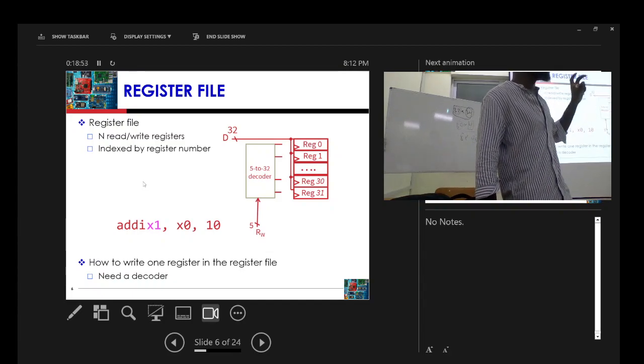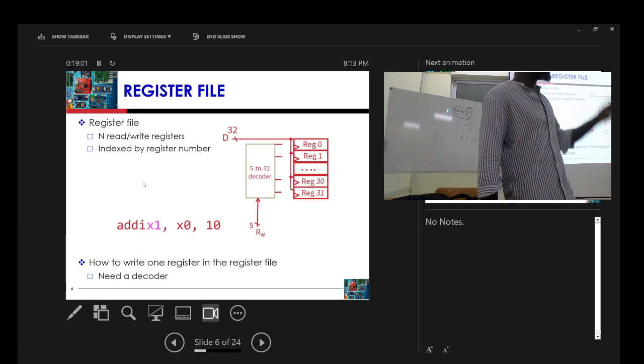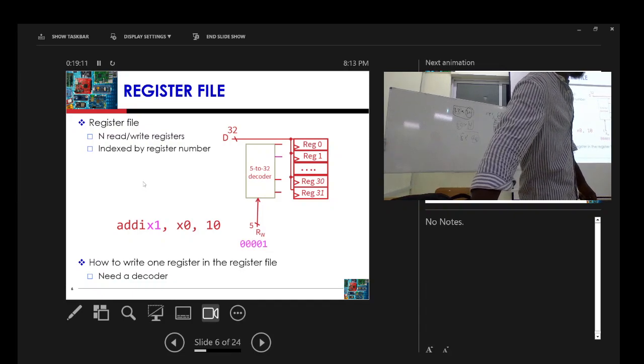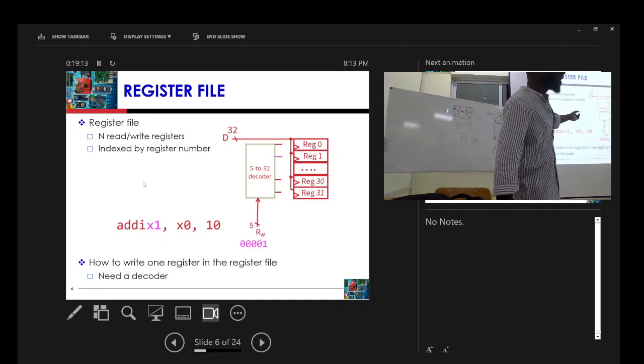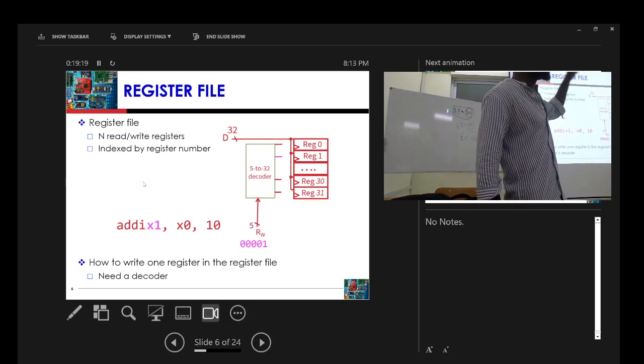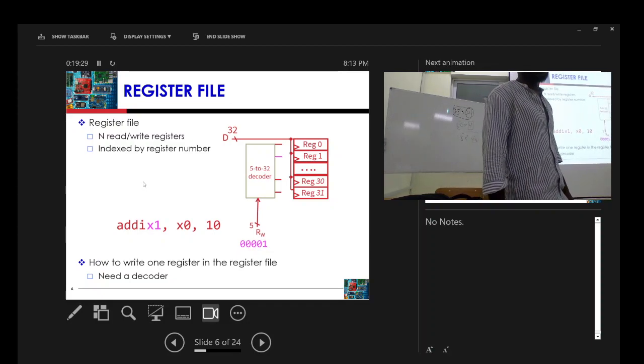Understood? Because there are 32 registers inside there, and we need 5 bits to address those 32. What the decoder does is that once you give it an input, it activates only one output, as we saw the last time. So you just need a decoder connected to it. If I give it address 001, you know that is 1, so it activates only one of the lines, the register line that goes to 1. And then you can easily write to that location. Understood?